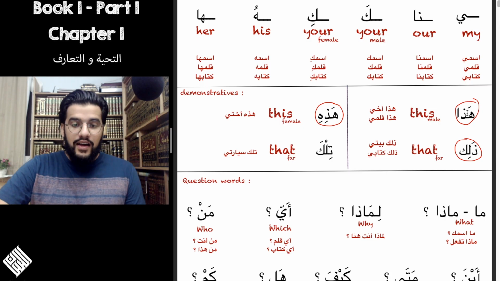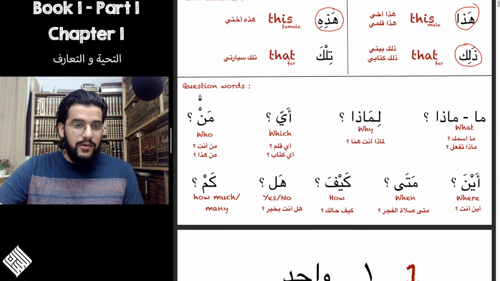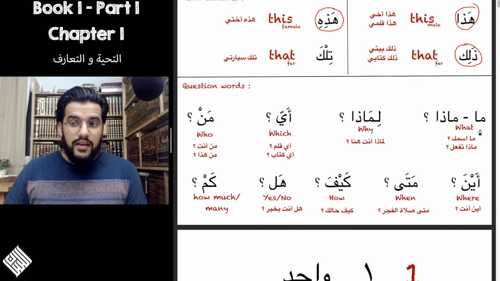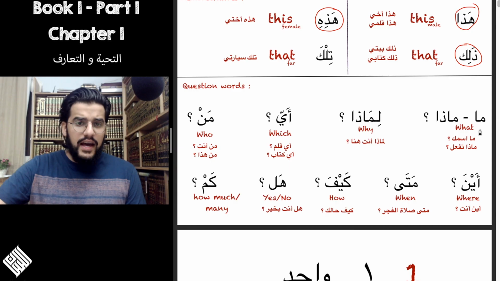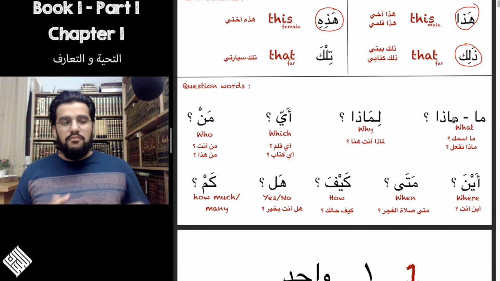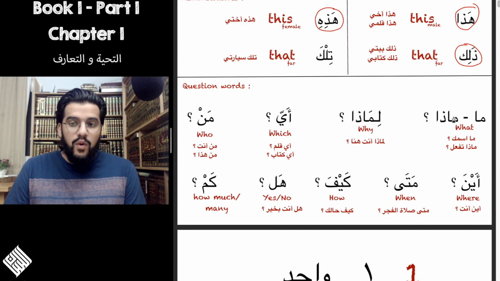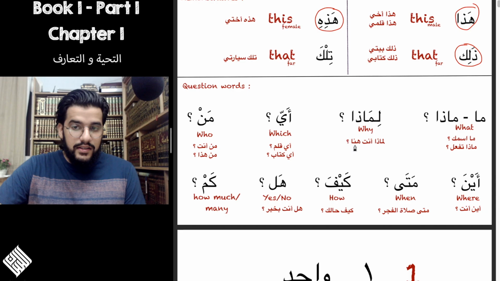Alright. Now, below that we have some very important question words, of course. We covered ma, which means what. Masmuka, what's your name? And ماذا is also another word for what. However, they're used slightly differently. ماذا tends to come before verbs. So if I want to say what are you doing, then we say ماذا تفعل, what are you doing? And then we have لماذا, which means why. لماذا أنت هنا, why are you here?